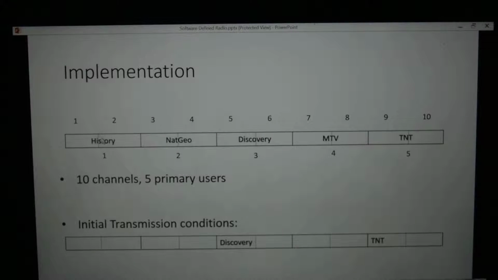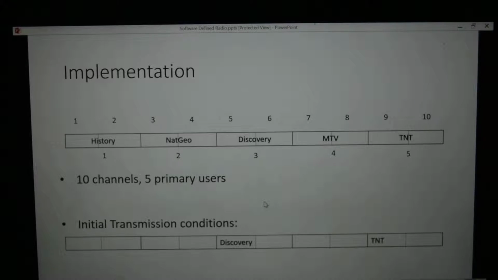The primary users are History, National Geographic, Discovery, MTV and TNT. Primary users means that they have their own allocated bandwidth, so they are the owner of the bandwidth. History is allocated channel 1 and 2, National Geographic has 3 and 4, Discovery has 5 and 6, MTV has 7 and 8, and TNT has 9 and 10. So these are the primary users.